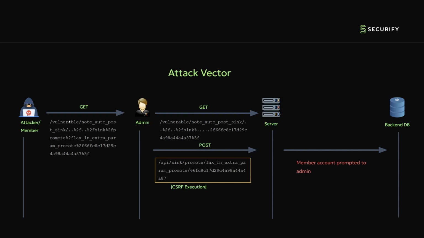So covering this attack vector, it was very straightforward when we figured it out. The attacker is sending a GET URL with the attached payload that we did. The admin is then clicking on that URL, making the auto POST sink communicate with our payload, and then the POST request is made, where the CSRF executes and promotes the member to an admin, like making a call to the backend server. So this is where the CSRF execution actually happened.